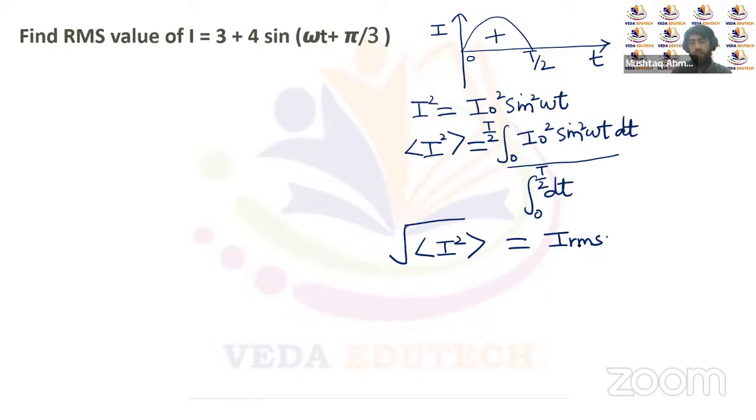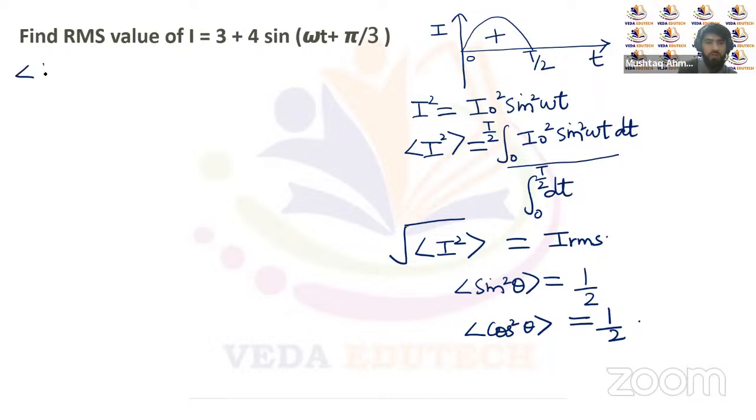One important point about sine square omega t and cos square omega t is that the average value of sine square theta, in general, for the complete cycle is equal to 1 by 2, and the average of cos square theta is also equal to 1 by 2 for the complete cycle. We can remember this factor. Similarly, the average of sine square omega t is once again 1 by 2, and the average of cos square omega t will also be equal to half.